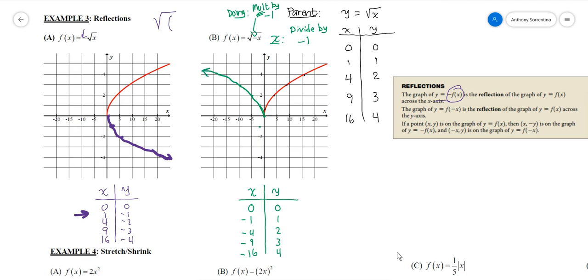It would reflect about the y-axis, which makes sense since the other one reflected about the x-axis. So it's the opposite operation that's being done here, which will make more sense when we get into stretching and shrinking, because it's the same operation. It's multiplying occurring either inside or outside the parentheses. So let's look into this.